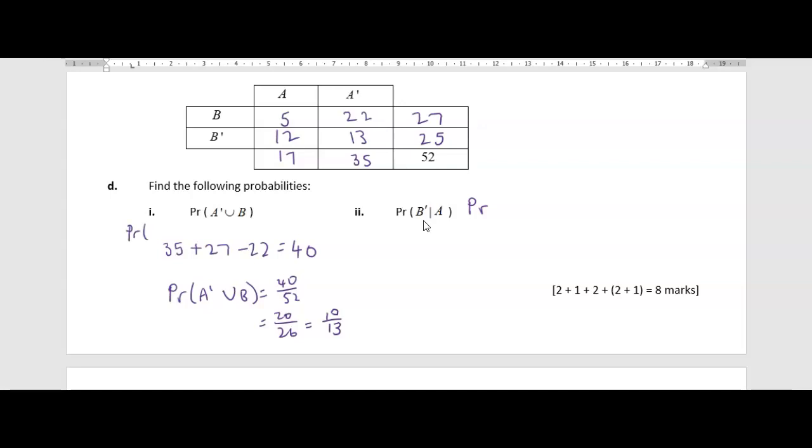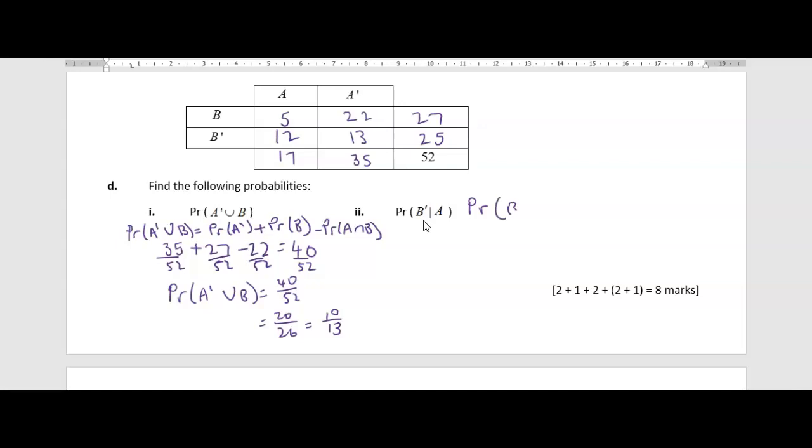So the probability of not A or B equals the probability of not A plus the probability of B minus the probability of A and B. Okay. Should I do all the 52? There we go. All right, so conditional probability.